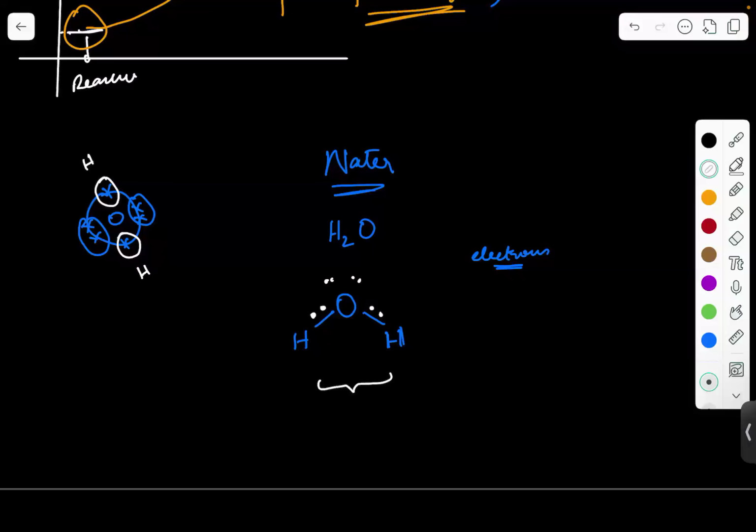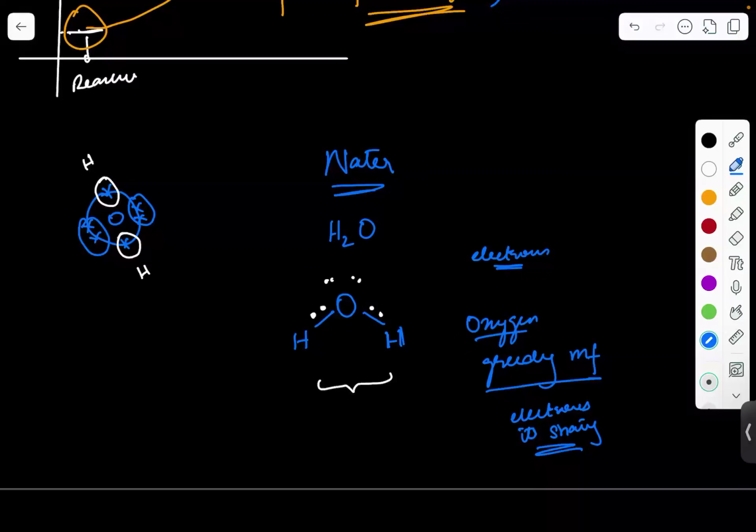The other important concept to understand here is, now this is where it's very beautiful, and this is where pretty much all chemical reactions kind of depend on these properties. Oxygen is a greedy one. What is it greedy for? It's greedy for electrons. Which electrons? The electrons it's sharing. Oxygen has a stronger pull.